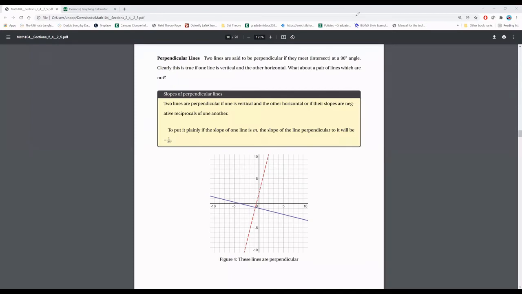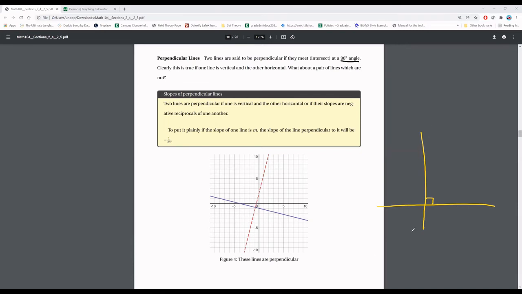The final special case that we want to consider are perpendicular lines. We say two lines are perpendicular to one another if they intersect at a 90-degree angle. Now that's going to happen clearly if one is vertical and the other horizontal. You get that nice 90-degree angle right there.